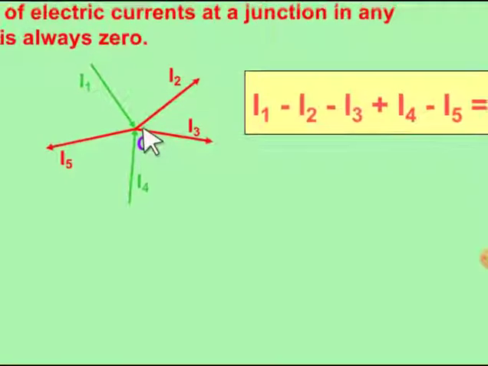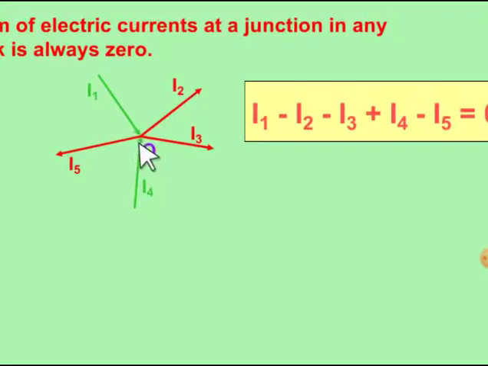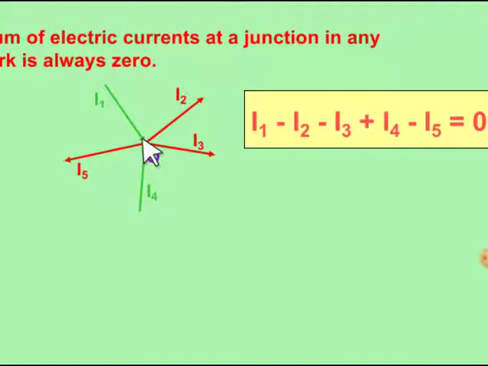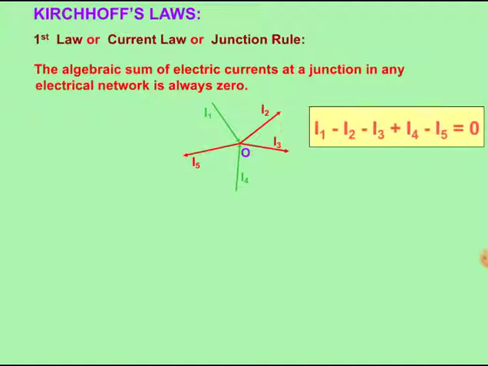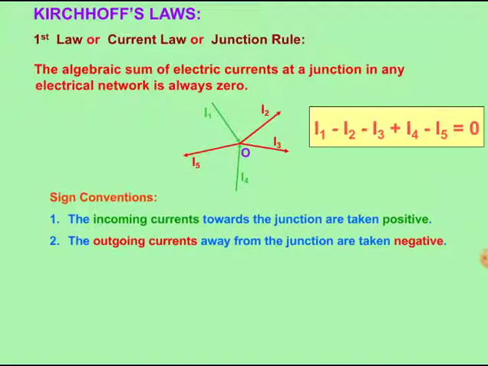So the mathematical expression is this: I1, I2, I3 and so on are all the currents coming or going away at a junction. I1 and I4 will be assigned positive as they are coming toward the junction. The currents I2, I3, I5, going away from the junction, will be assigned negative, like this. So the algebraic sum of these will be equal to 0.